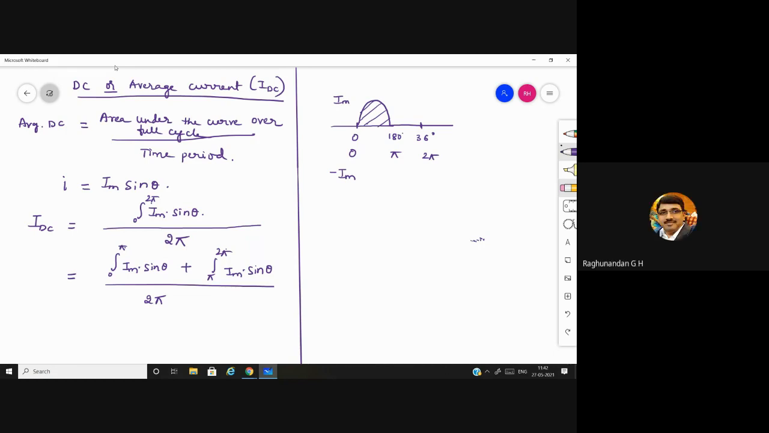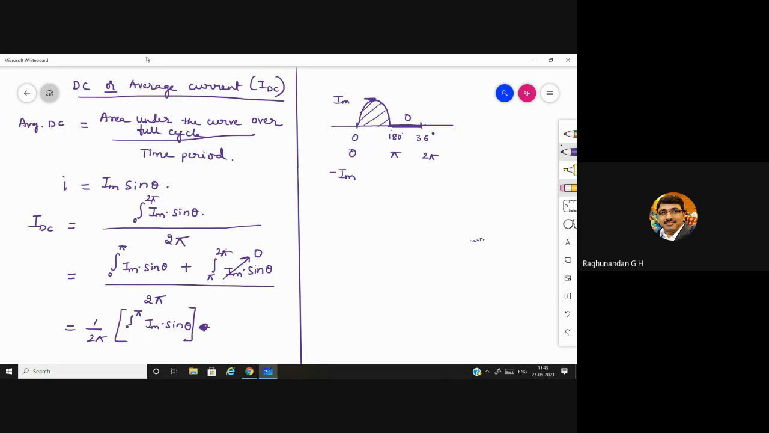Yes, very good. Because we are taking the area under the curve over the full cycle, 0 to pi, we have a signal and it has some peak, so that will be retained. 1 by 2 pi we'll take, integral of 0 to pi Im sin theta. From pi to 2 pi, the current is 0, so this tends to 0. So we will have only this equation.